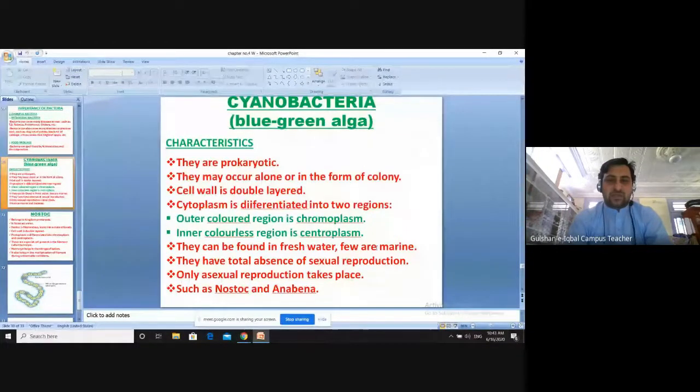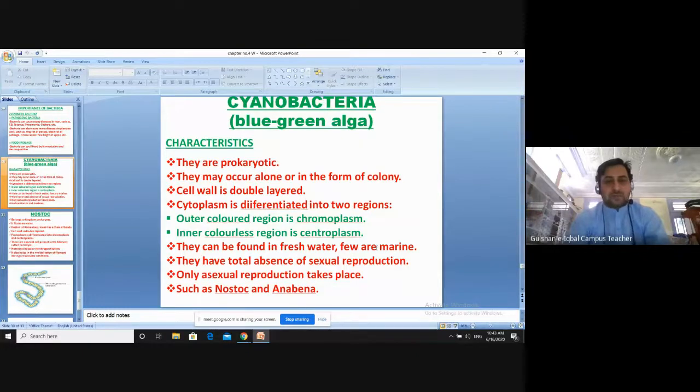Cyanobacteria main characters are: number one, they are prokaryotic. Prokaryotic means that they do not have true nucleus in them. Point number two in the character is they may occur alone or in the form of colony. You will see some of the species of cyanobacteria present alone, single. And you will see some of their species present in bigger colonies. A lot of organisms are grouped together and have formed a colony.